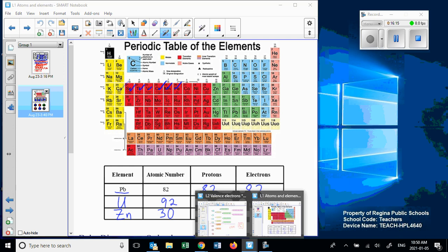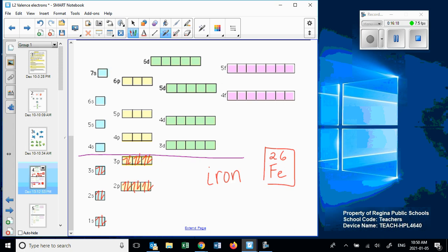This is the way I'm going to try this. So 2 and then 6. Switch bands here. And you say, well, there's those 1, 2, and then 1, 2, 3, 4, 5, 6 for the 3d. That is iron's electron configuration diagram. I'm going to pause for a second, and then I'll give you a shortcut to do the electron configuration.